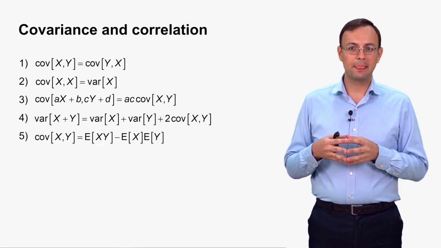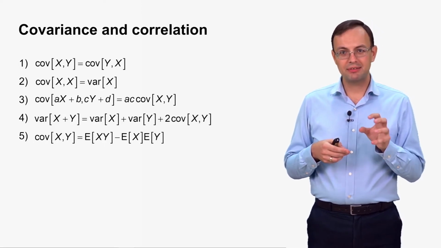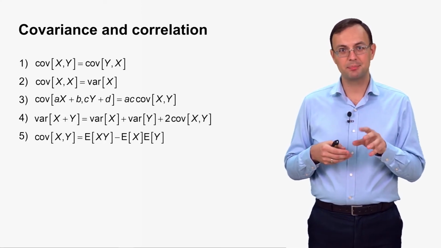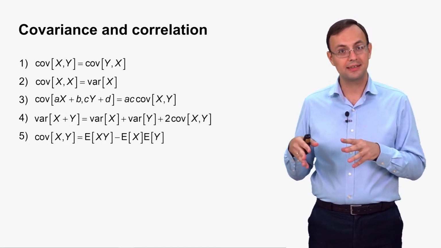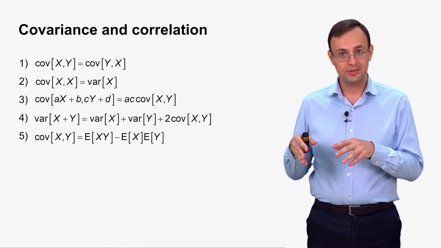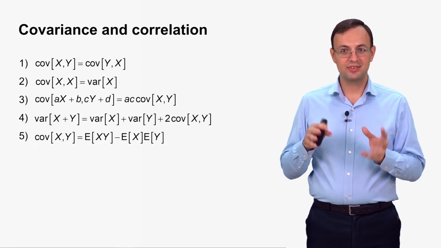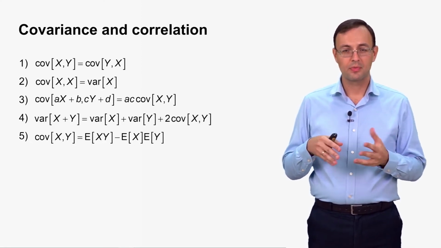So as you can see, variance of a sum can be equal to the sum of variances, but only if covariance is 0. So only for uncorrelated random variables, variance of a sum is equal to the sum of variances. For correlated, this is not true.